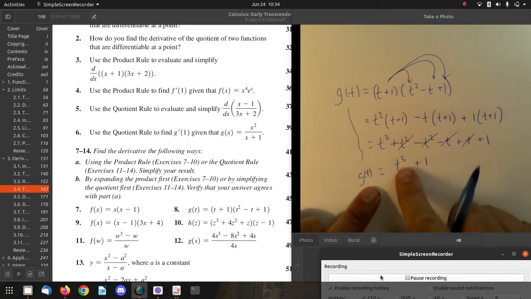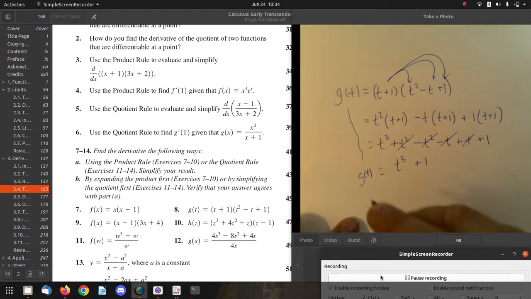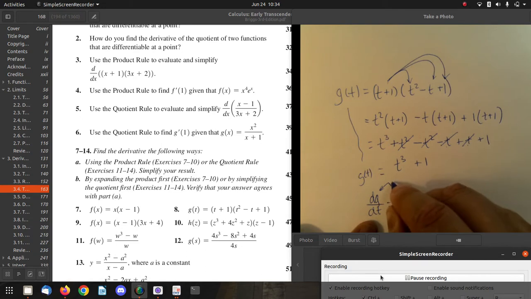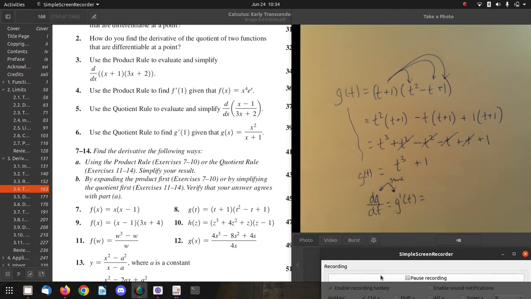And now we're ready. This is still g of t. Now we're ready to differentiate. So we can do dg dt, which is the same as g prime of t. These are just different notations. These mean the same thing as well, so I'm just writing both to get you familiar with the notation.